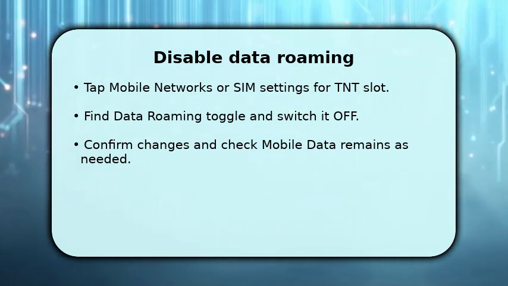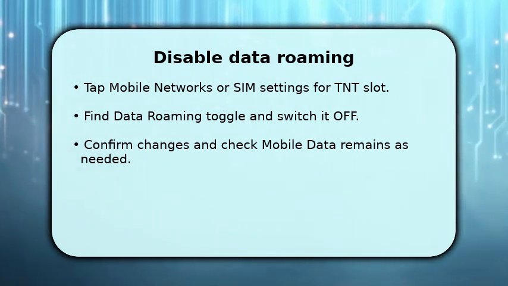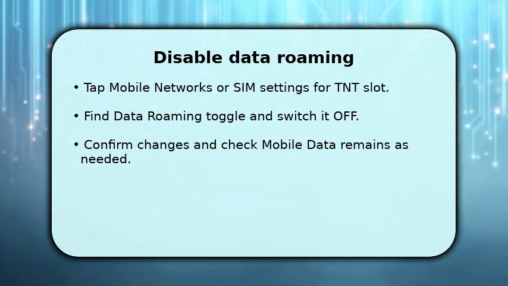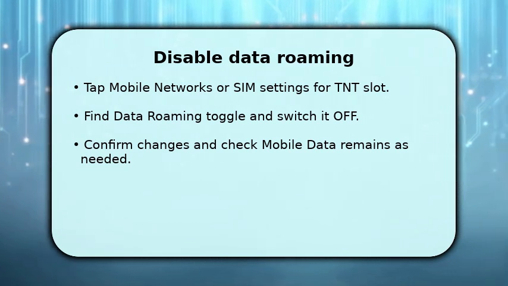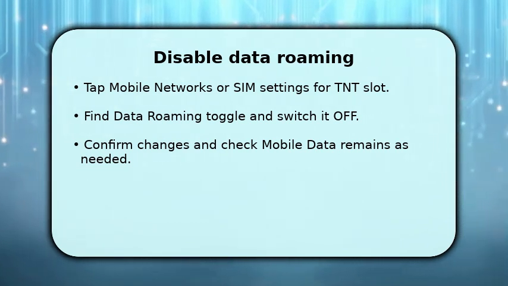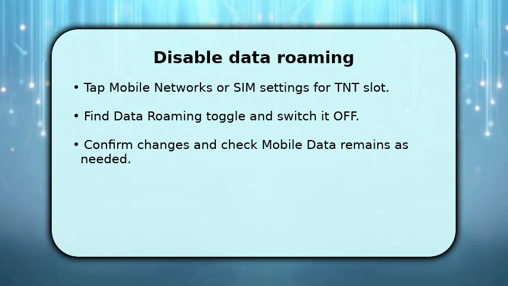Once switched, the phone may prompt for confirmation. Accept to apply. Make sure mobile data remains configured for local use if you still need connectivity. Turning roaming off saves costs and stops unexpected charges while keeping local service intact.